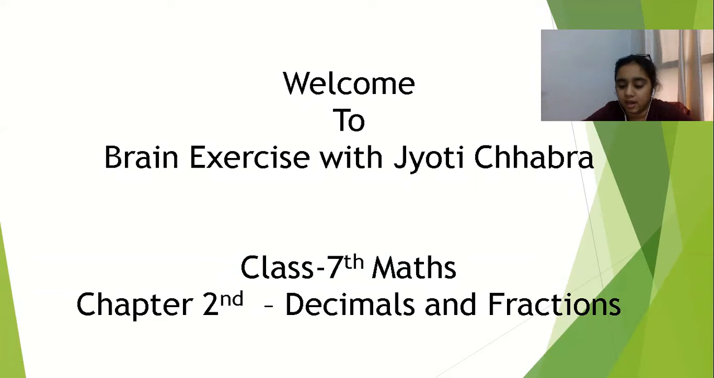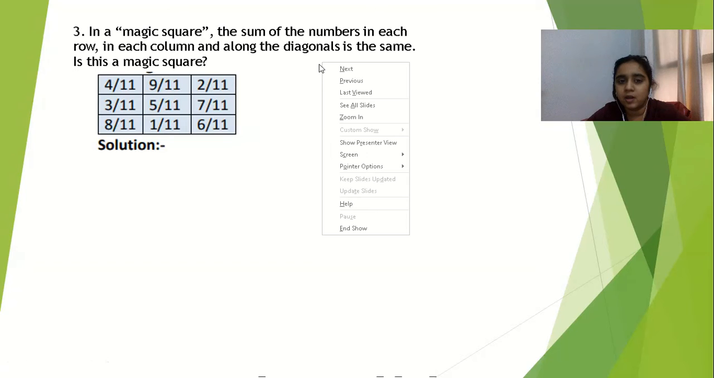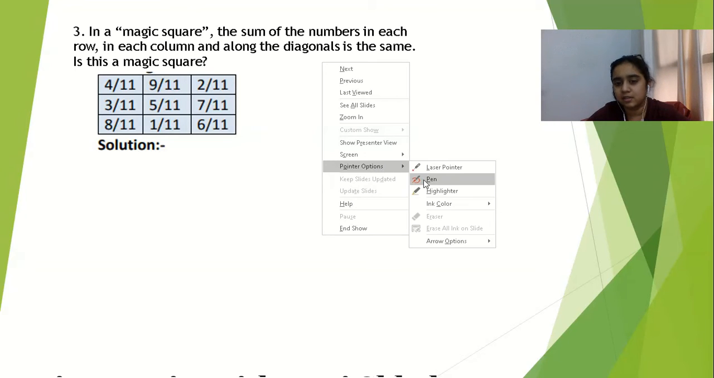So let's start this video with question number 3, exercise 2.1. We have already completed question number 1 and 2 of this exercise. Now this video is for question number 3, and in this question we have to prove whether this box is a magic square or not. It would be a magic square when the sum of each row and each column of this square is the same. And if it is the same, then we will say that it is a magic square.